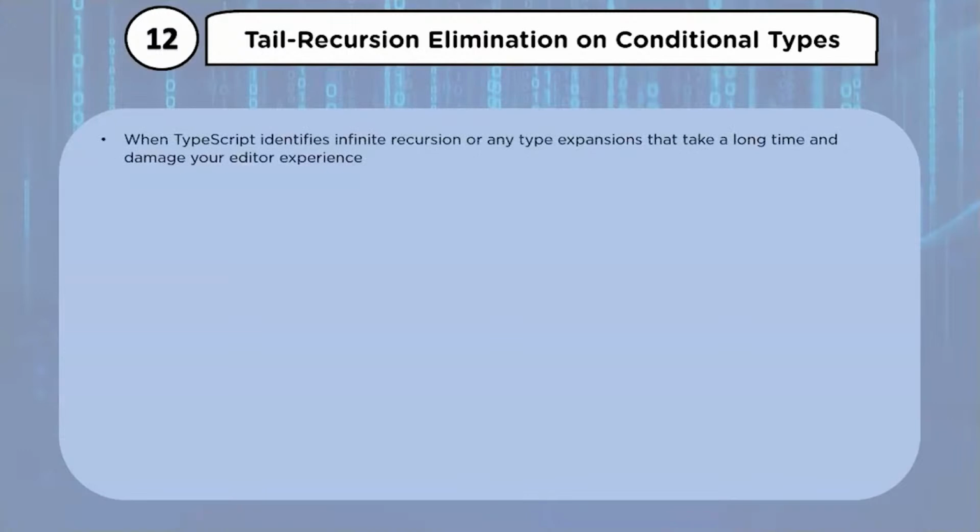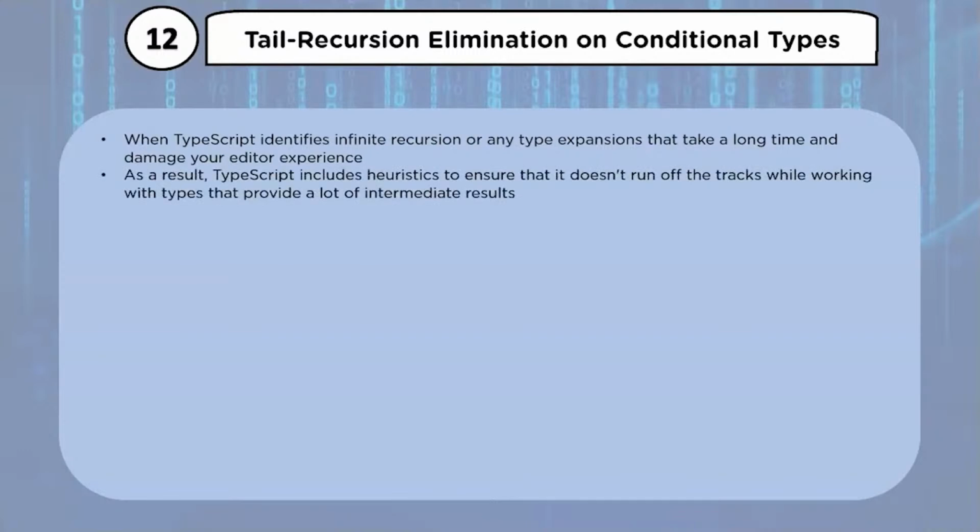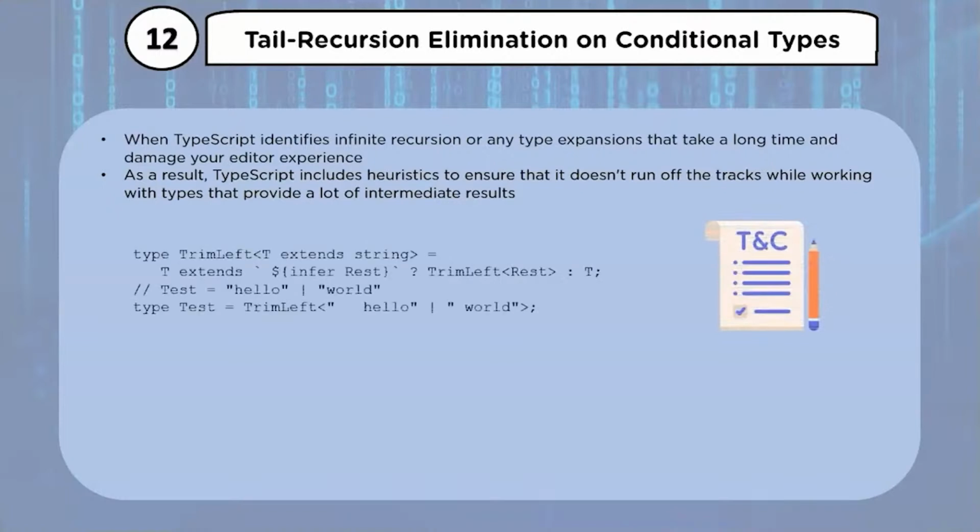Tail recursion elimination on conditional types. When TypeScript identifies potential infinite recursion or any type expansion that takes a long time and damages your editor experience, it often fails. As a result, TypeScript includes heuristics to ensure that it doesn't run off the tracks while deconstructing an indefinitely deep type or working with types that provide a lot of intermediate results. Let's jump into Visual Studio Code and look at an example.